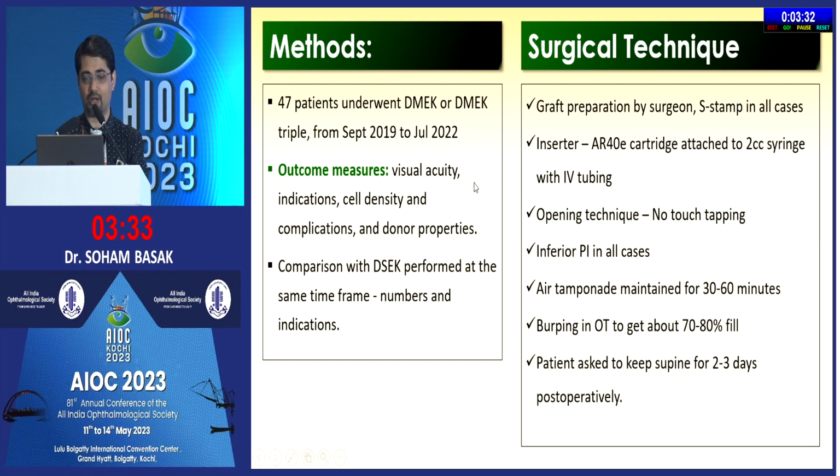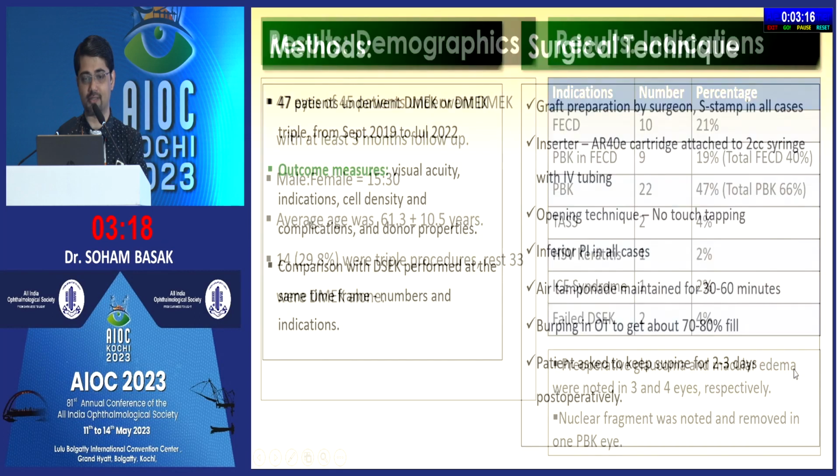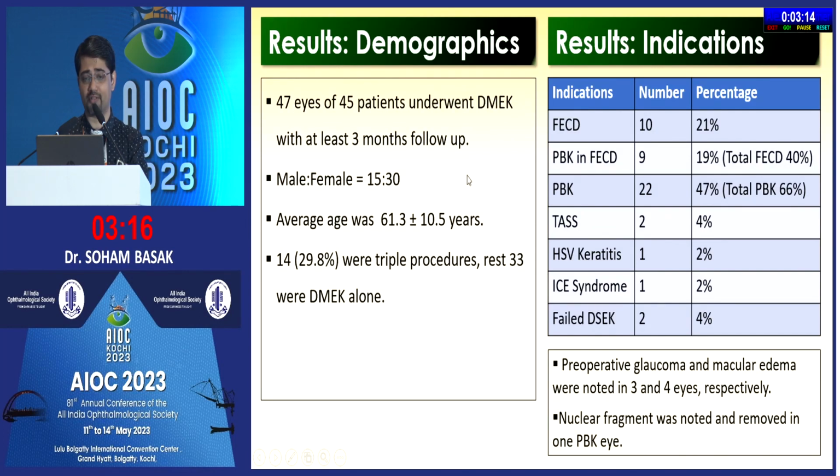We looked at the visual acuity, cell density, and the complications, and compared with DSEK performed at the same point of time. Surgical technique: graft preparation by surgeon, and we are using an AR40 cartridge for the graft insertion, and inferior PI was done in all the cases. If you look at the demographics, 47 eyes of 45 patients were taken with at least 3 months of follow-up, more females. The average age of the patients was 61 plus minus 10 years. About 30% were triple procedures and the rest were DMEK alone.